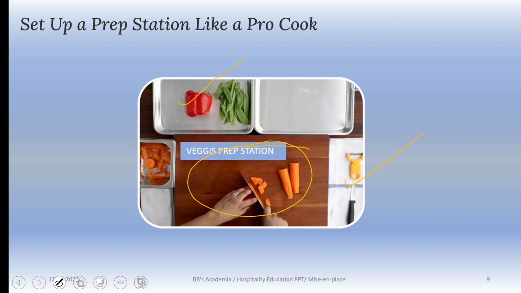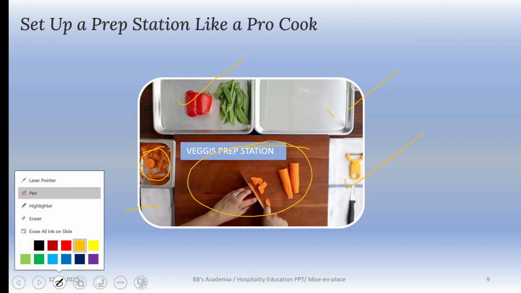Here you got all the vegetables which have to be fabricated. There is a place to collect all the peels and trimmings, and there is a container where you can keep the vegetables after fabrications. And here you are having a wet towel. Wet towel will be given at the bottom of the chopping board, so that your chopping board is not slipping while working on the work table. So this is your veg section.